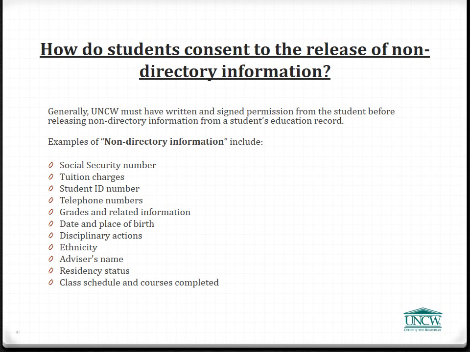How do students consent to the release of non-directory information? Generally, UNCW must have written and signed permission from the student before releasing non-directory information from a student's education record. Examples of non-directory information include Social Security number, tuition charges, student ID number, telephone numbers, grades and related information, date and place of birth, disciplinary actions, ethnicity, advisor's name, residency status, and class schedule and courses completed.